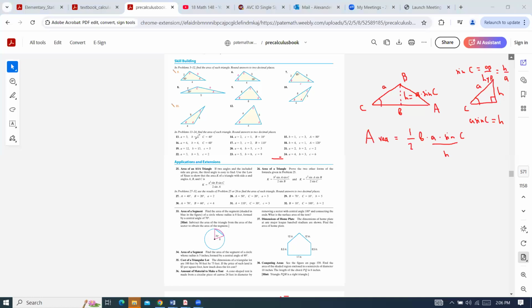So let's try, say, problem number 13. So it's section 4 of this chapter. Exercise 13 has two sides, A and B. B looks like 4, a little bit longer, and A is 3, and the angle in between those sides is 40 degrees.